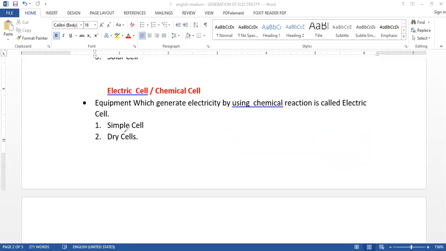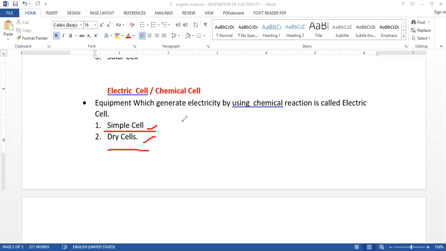There are two types of electric cells or chemical cells. Number one is the simple cell. Number two is the dry cell. Simple cell, and dry cell. In Tamil, simple cell is எளிய மின்கலம். Note this down.